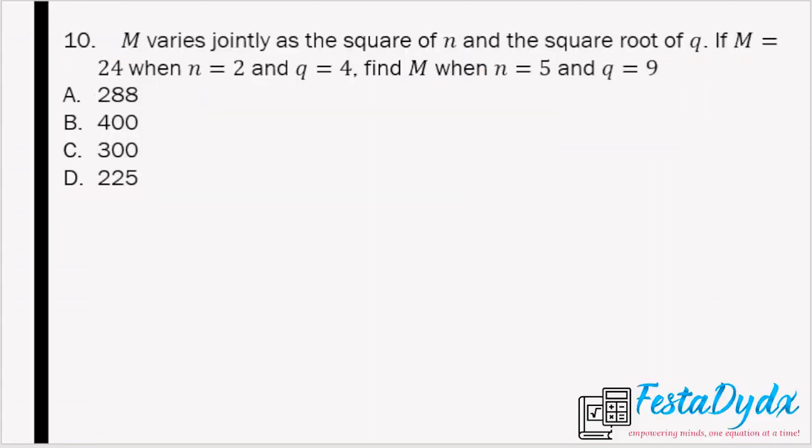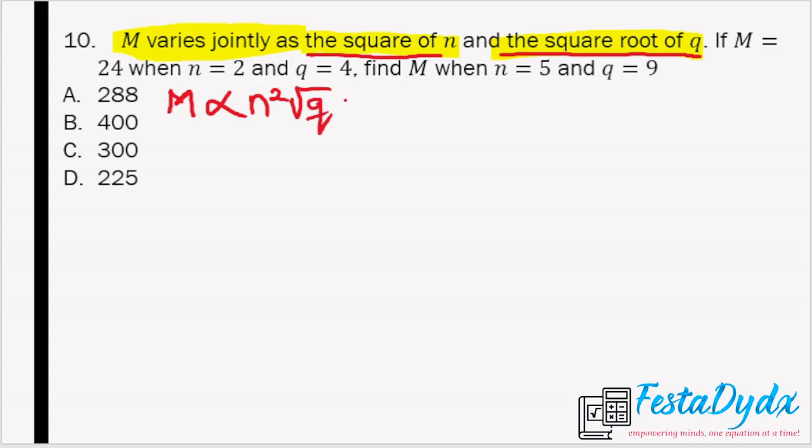For question number 10, we have m varies jointly. This is a variation question. M varies jointly as the square of n and the square root of q. Let me represent this mathematically first. So m varies jointly as the square of n, which is n square, and the square root of q, which is the square root of q. So this is a mathematical expression of this variation.